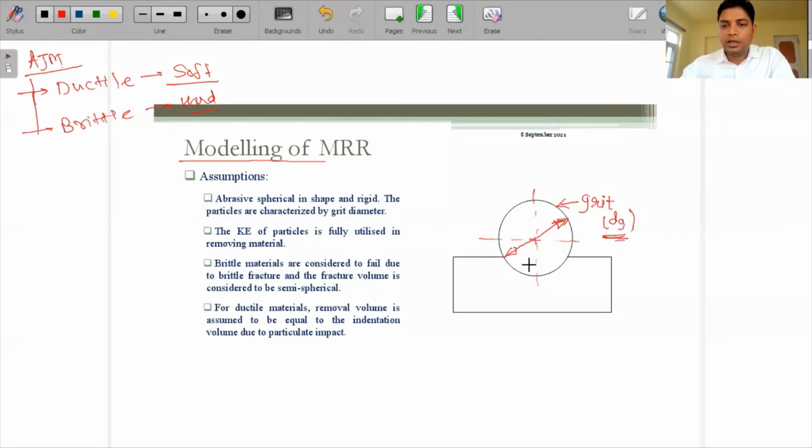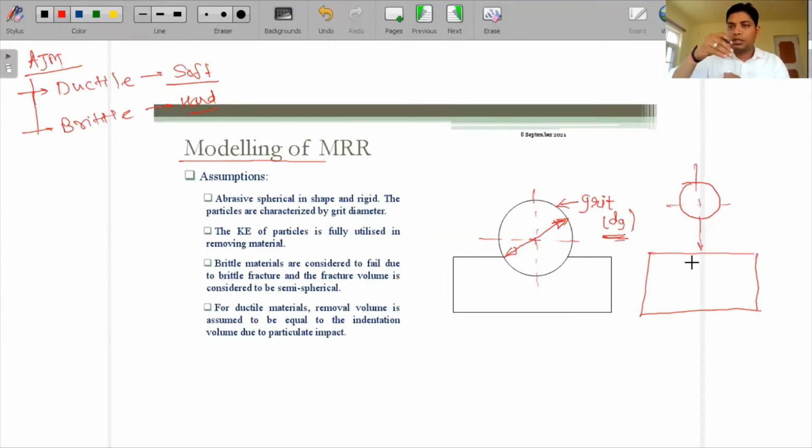This is the workpiece, and this is the abrasive particle, the abrasive grit, as it will impinge over the workpiece surface. When it impinges over the workpiece surface, there are two cases. The first case is related to the brittle material, the second case is related to the ductile material. So first we are talking about the brittle material, guys, which is a harder material. I'm considering a single abrasive particle. When this single abrasive particle impinges over the workpiece surface, there are two possibilities.